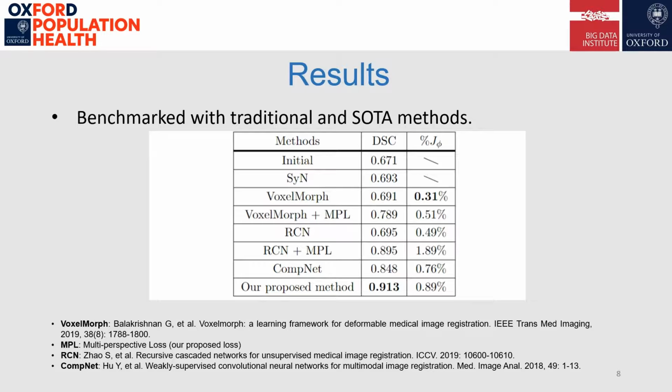Additionally, our method maintained the percentage of negative Jacobian determinants within an acceptable range, indicating minimal voxel inversion or folding, ensuring physically plausible and reliable registration.